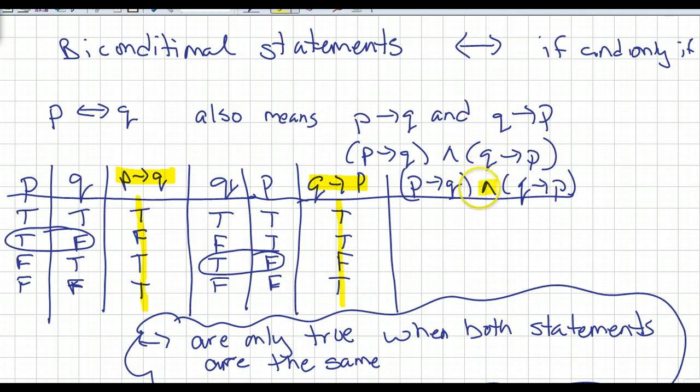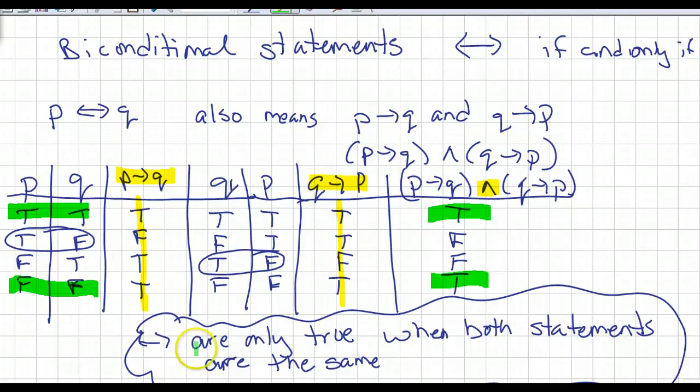So if it's an and statement, we're looking for two what? Two trues. So the first one's a true, the second one's a false, third one's a false, and the fourth one is a true. Okay, so notice this. Notice that the two starting statements were true, and I got a true. The two starting statements were false, and I got a true. So, for a biconditional statement, they are only true when both statements are the same.